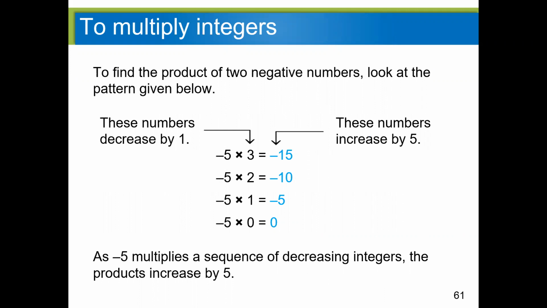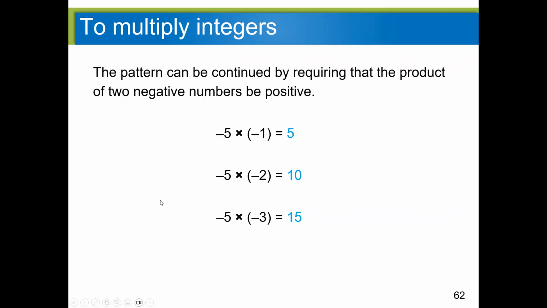Important shorthand things. Anything times 0 is 0. Anything times 1 is itself. You probably remember that from middle school maybe. And anything times a negative number is negative. Any two negative numbers result in a positive.